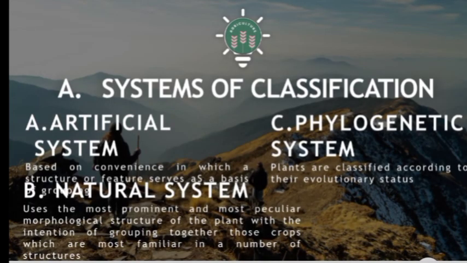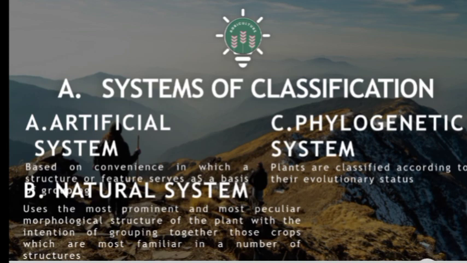So we have three systems of classification. First, the artificial system. Second is the natural system. And the third is the phylogenetic system. So what is the artificial system? It is based on convenience in which a structure or feature serves as a basis of grouping.